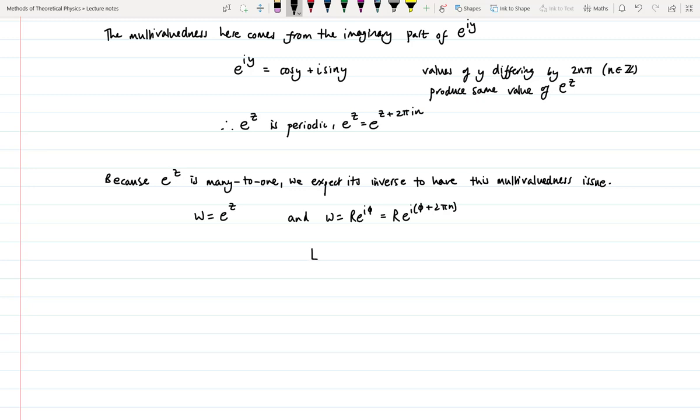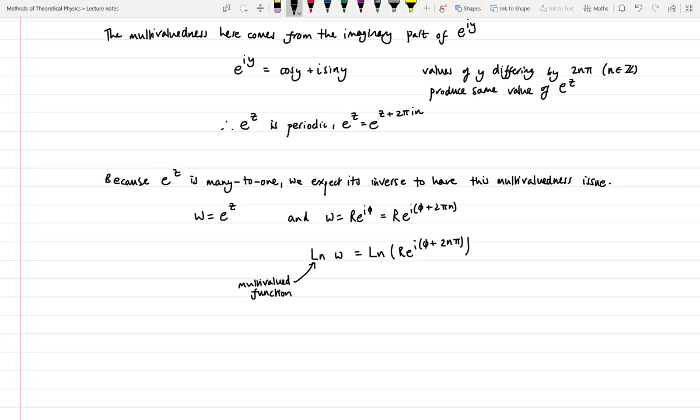This means that if we apply the inverse of complex exponentiation to both sides, we will have something like the complex logarithm of w is given by the complex logarithm of r e to the i phi plus 2n pi. I'll note here that I've capitalized the L of ln because this is going to be the multi-valued version of the function.